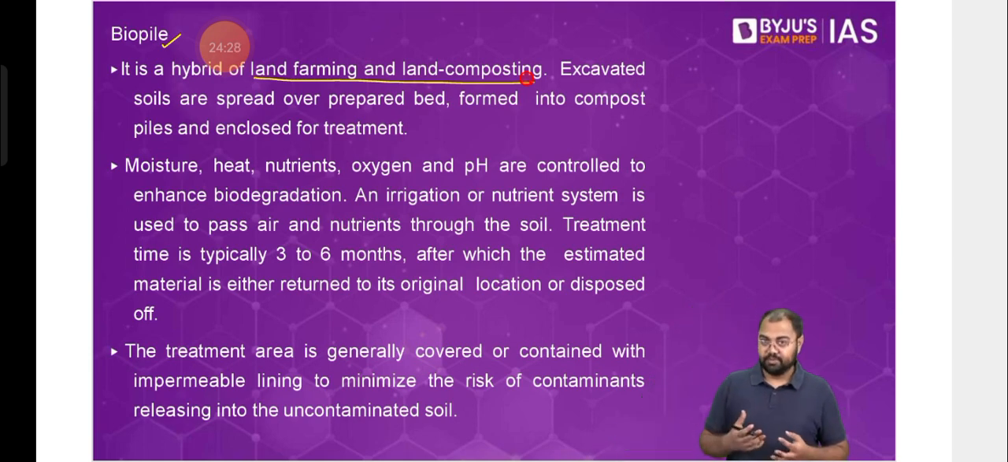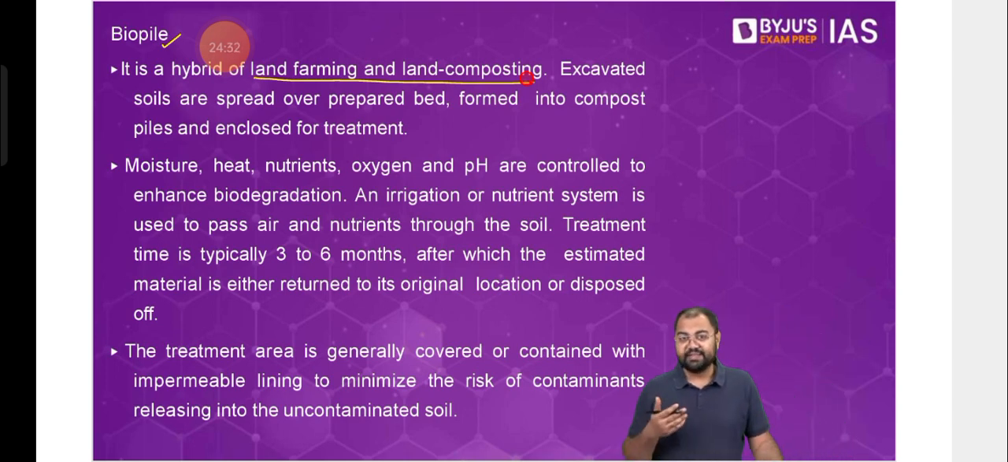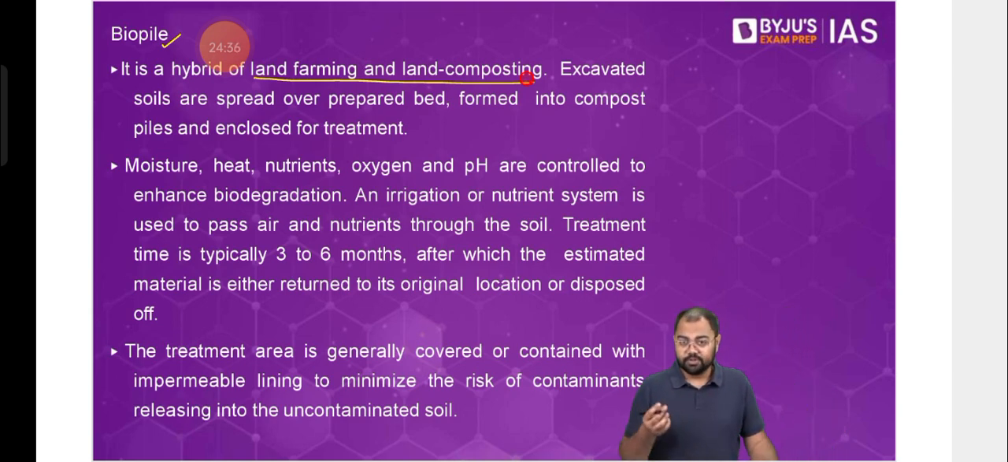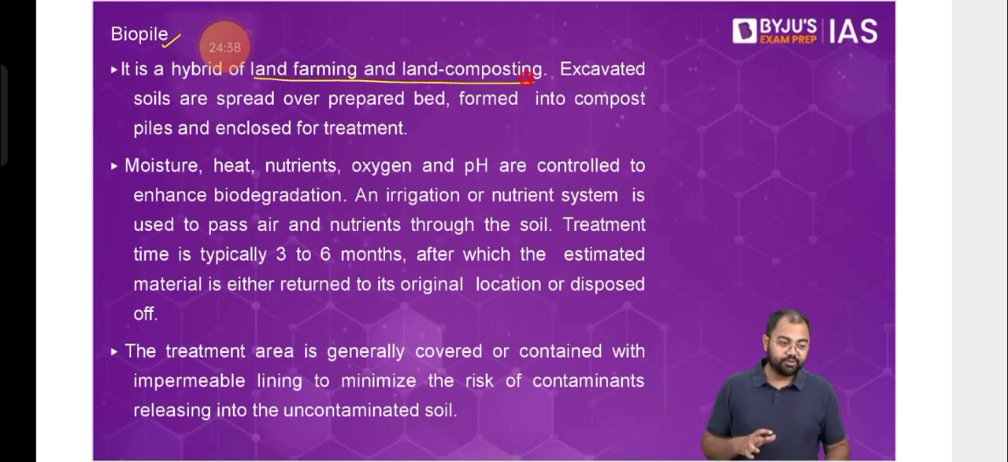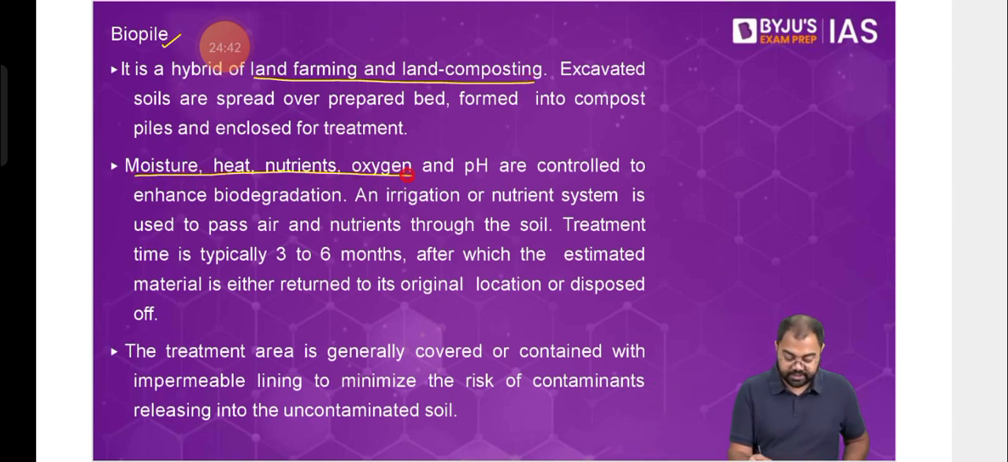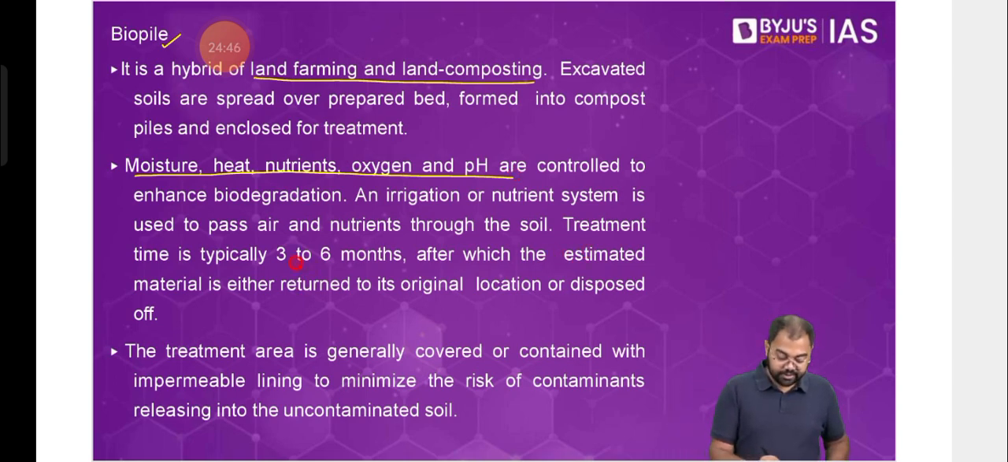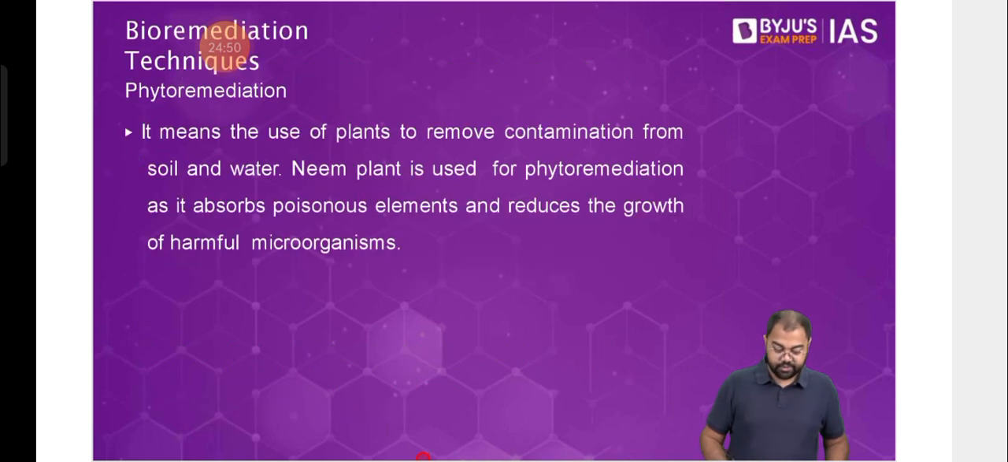That's why it takes a lot of time preparing this biopile, and then this biopile would be sent everywhere. It would be sold in the market as well. This biopile can take even 3 to 6 months for preparation. But essentially, we will ensure that each and every property can be properly maintained. So moisture, heat, nutrients, oxygen, pH, they're all controlled to enhance the biodegradation process. In this particular scenario, the treatment can typically take up to 3 to 6 months. So overall, biopile will ensure that the quality of the soil is wonderful.